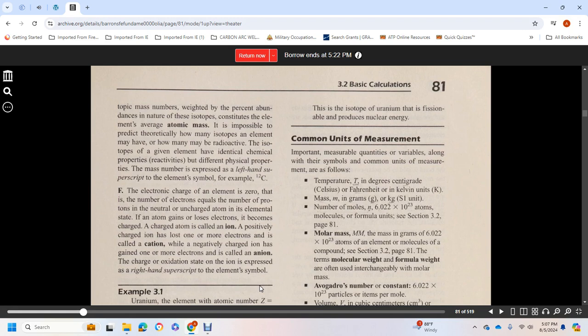When atoms gain or lose electrons, they become charged. A charged atom is called an ion. Positively charged ions have lost one or more electrons and are called cations, while negatively charged ions have gained one or more electrons and are called anions. The charge, or oxidation state, of the ion is expressed as a right-hand superscript of the element symbol.